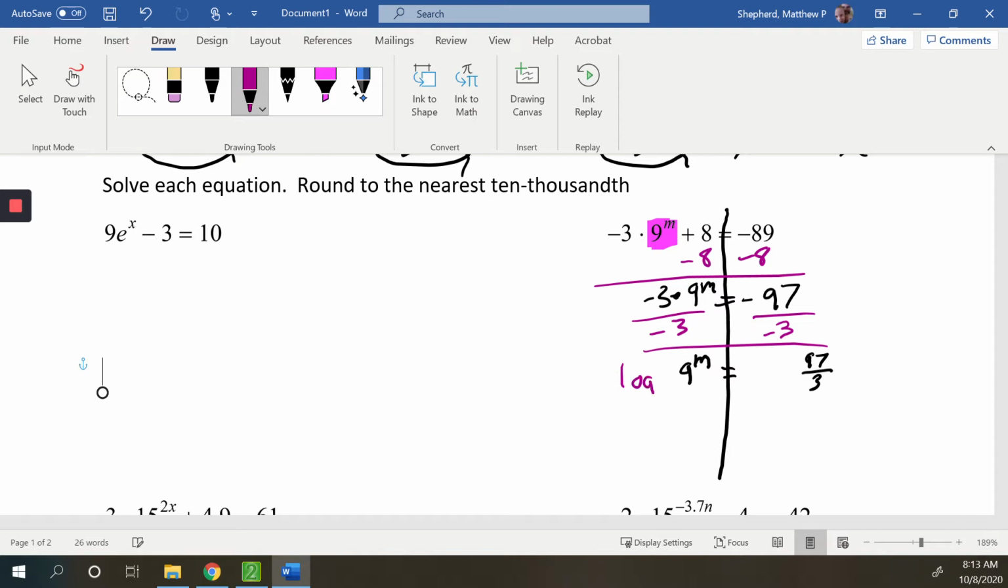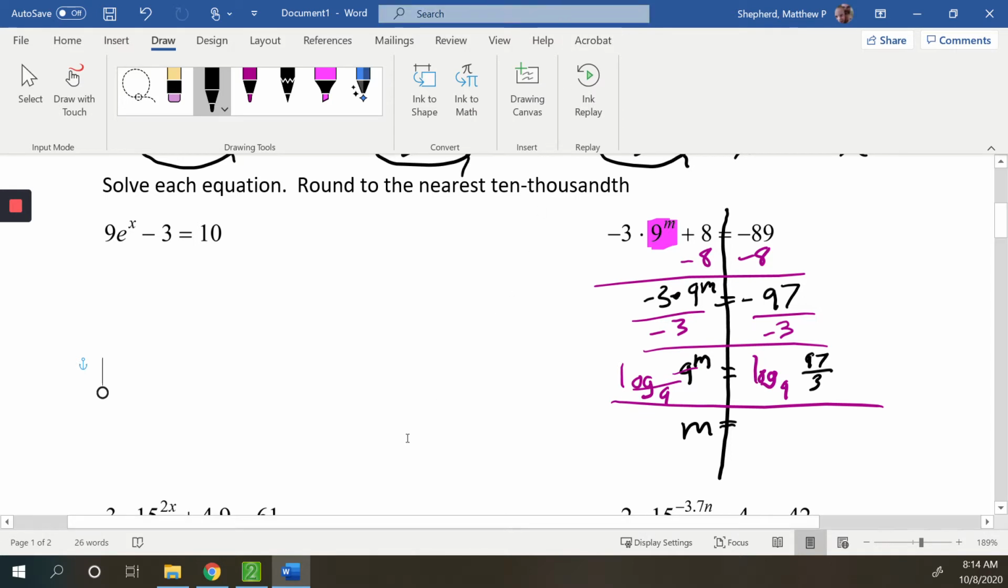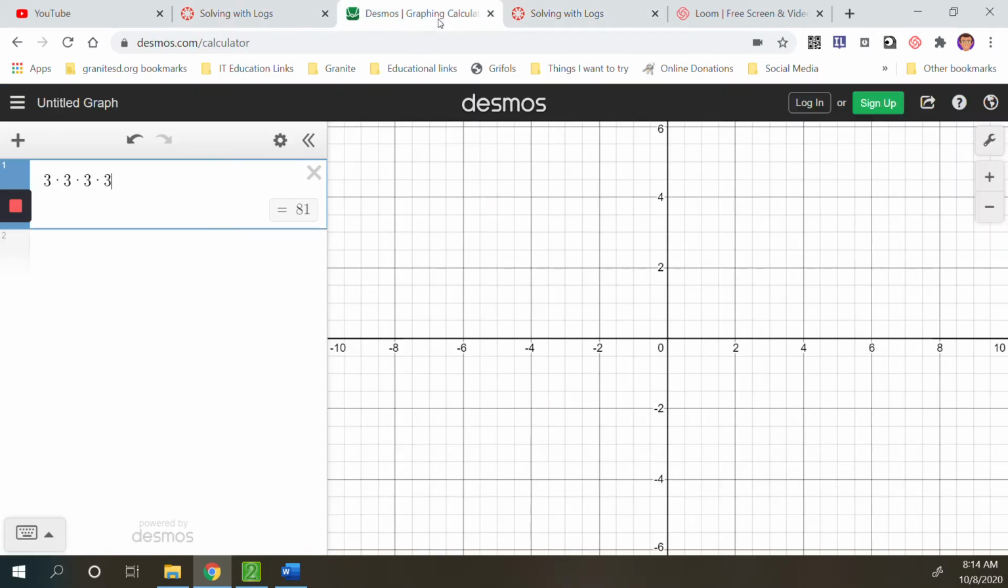So we're going to do log of base 9, because the base of the exponent was a 9. And if I do it to one side, I need to do it to the other. So what's going to happen? The log base 9 and the base of that exponent are opposites and will eliminate. And then we're left with the log base 9 of 97 thirds. So let's go ahead and let's type that in to our calculator.